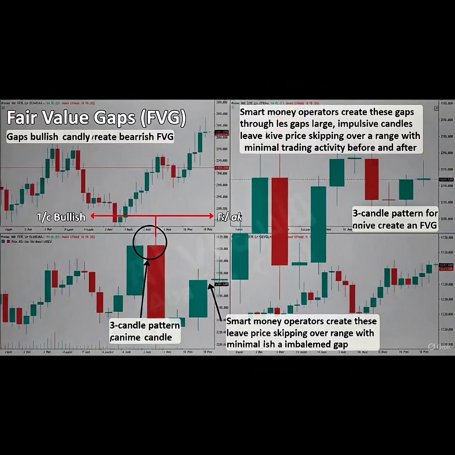If the high of candle 1 is lower than the low of candle 3 for a bullish move, or the low of candle 1 is higher than the high of candle 3 for a bearish move, there's a gap in between. That gap is the fair value gap, the area where price skipped over without much trading. No fair value was established there.